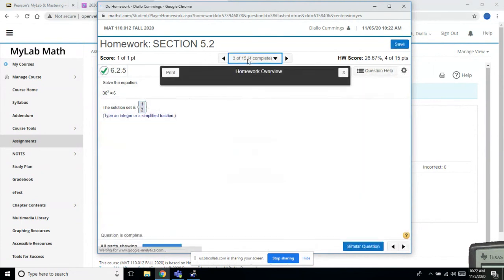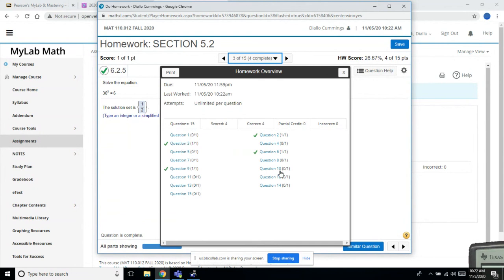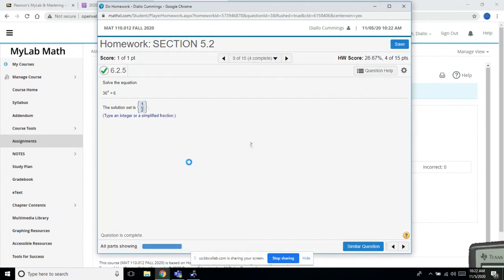All right, I also want to take a look at problem number 9. Here again we have an exponential function. 4 raised to the x minus 3 is equal to 16. So this is 5.2, number 9. We're asked to solve 4 raised to the x minus 3 is equal to 16.